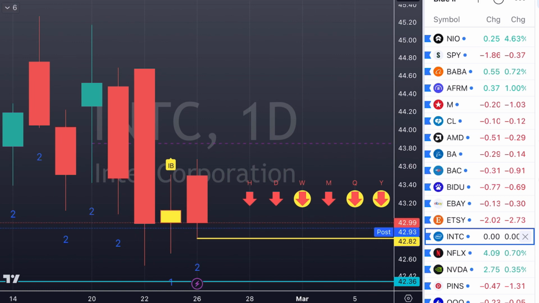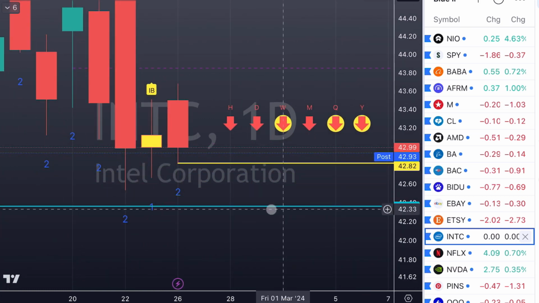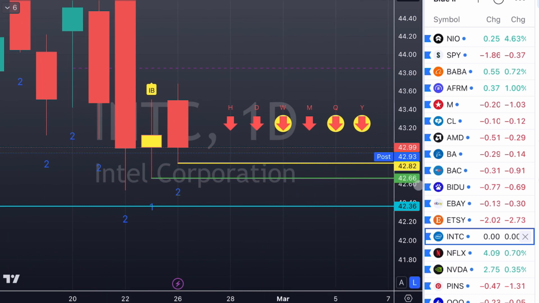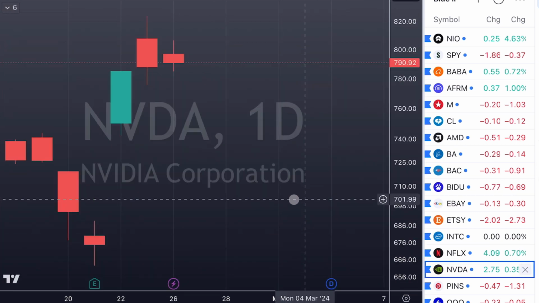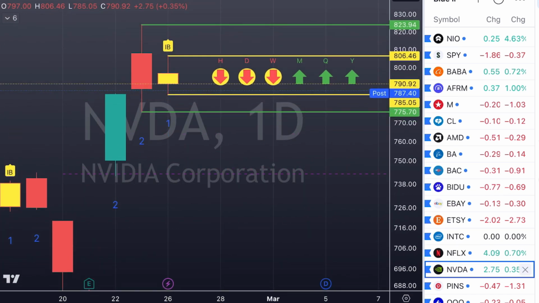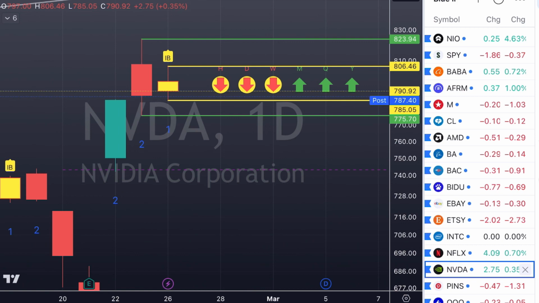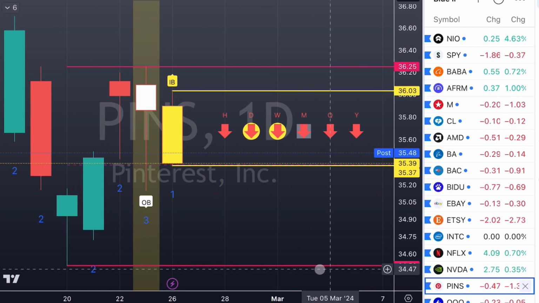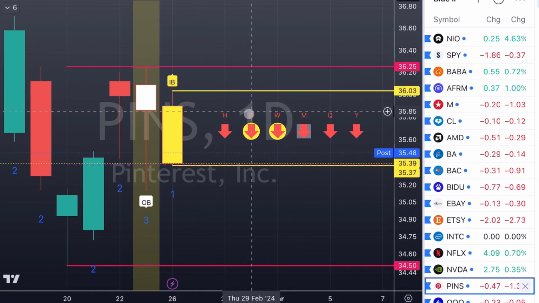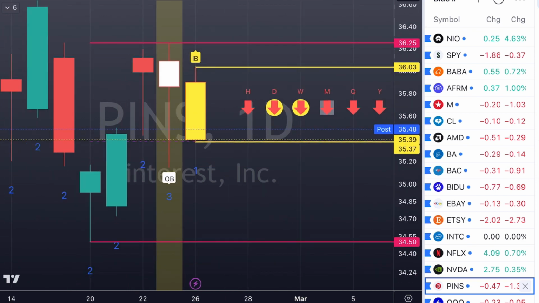Here's INTC, 2-up, finish red. We're looking for puts. First target, nice time frame continuity down. We're looking for puts, 42.82. Netflix inside bar, triggers 590.75 and 583.27 on the put side. NVIDIA inside bar. We'll see if we can have a continuation on NVIDIA. Calls at 806.46, puts at 785.05. Targets marked out for you. Pinterest, 3-1 setup. Targets are marked out, 36.03, 35.37 for the puts.